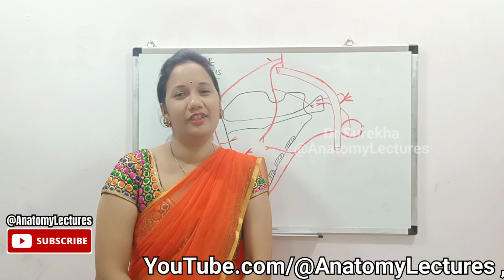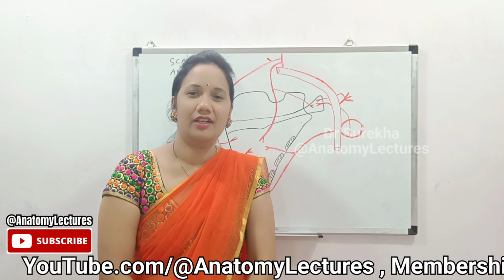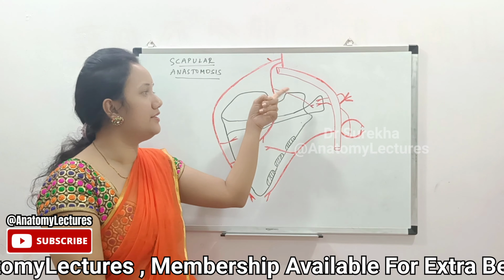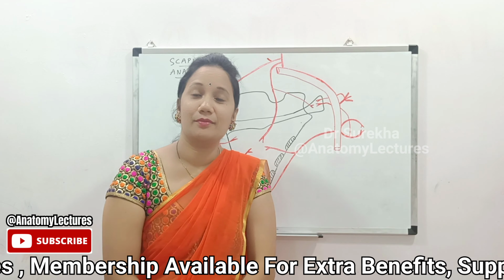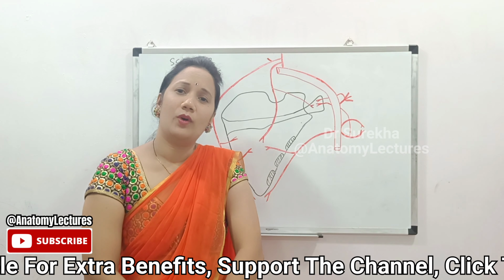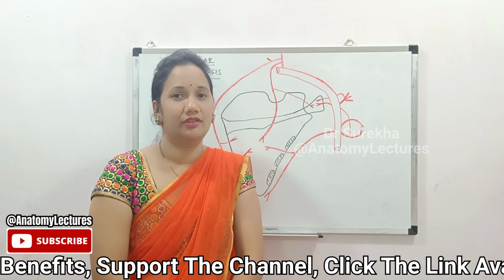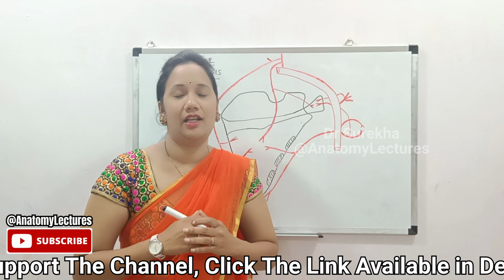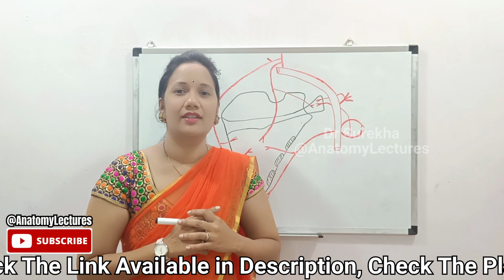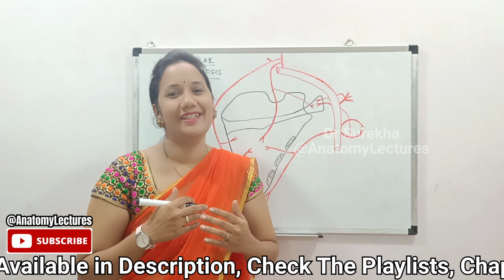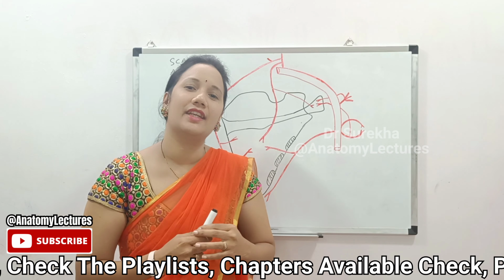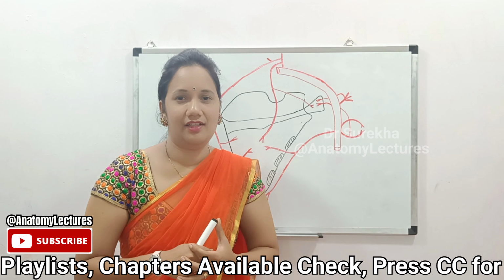Today our topic for discussion is scapular anastomosis. So scapular anastomosis, that is the anastomosis which is present around the scapula. Okay, so why is this actually important? This is one anastomosis which takes place between the first part of subclavian artery and the branches of the second and third parts of axillary artery.